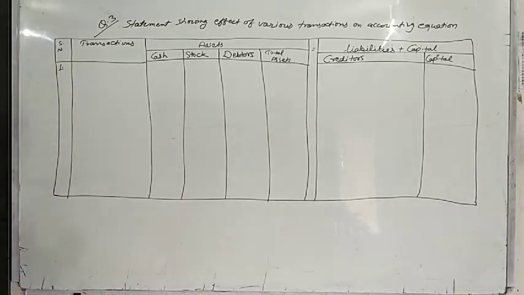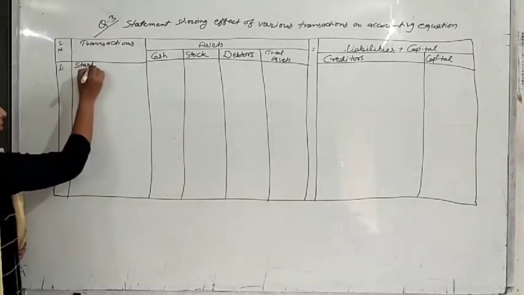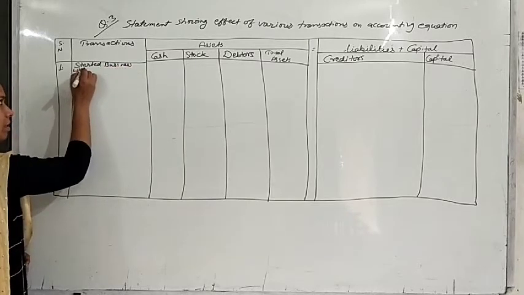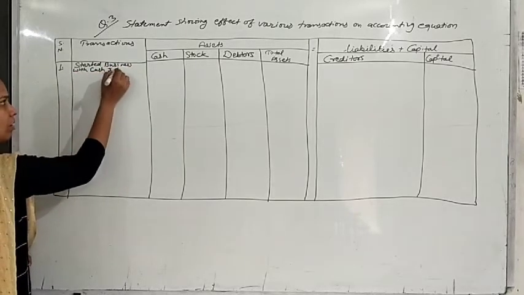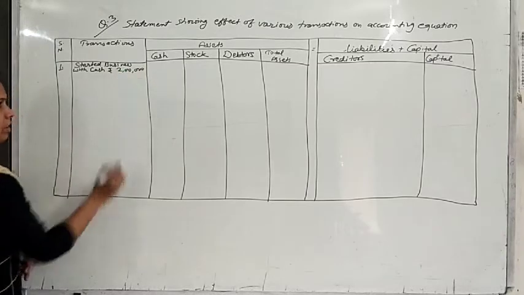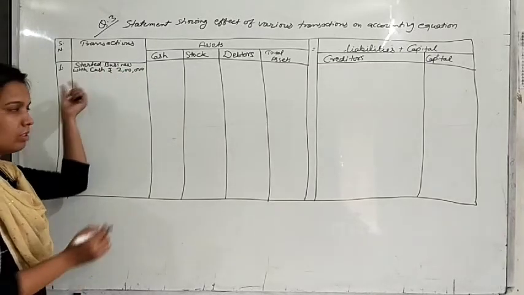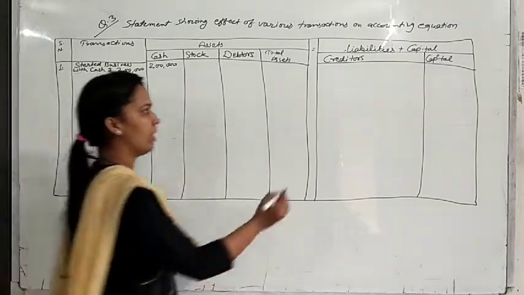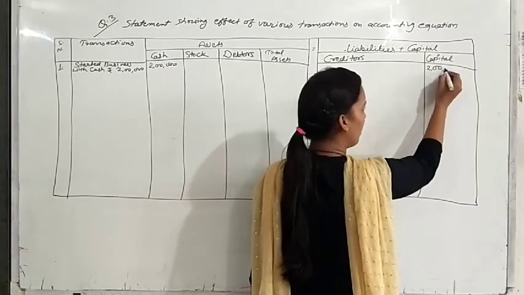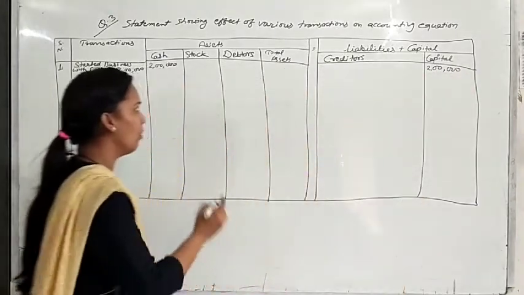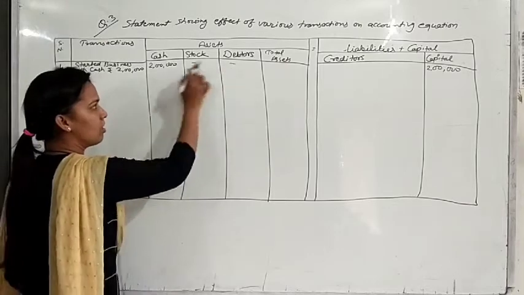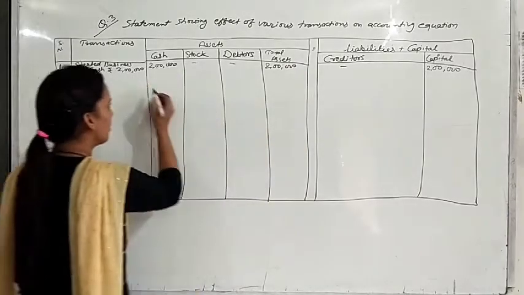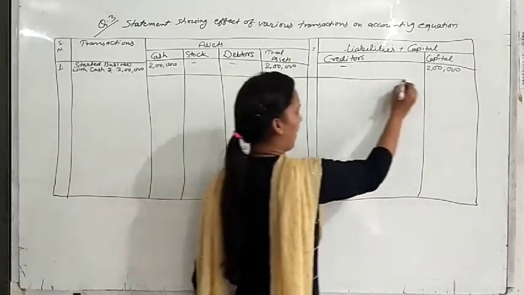First transaction is started business with cash rupees 2 lakh. With cash, it means 2 lakh rupees will be written in the cash column and the same 2 lakh rupees will be written in the capital column. Now there is no amount of stock and debtors, so your total assets is 2 lakh. No amount for creditors, so we will match the equation.